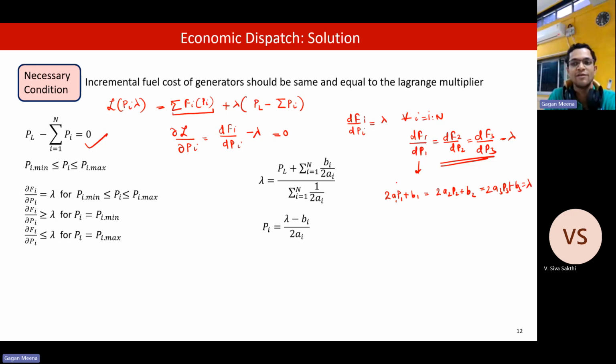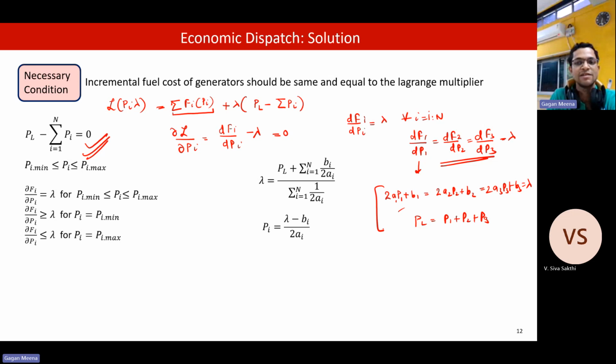And so here we have 4 variables, P1, P2, P3, and lambda. But these are only 3 equations. So we have one more equation, which is this: PL is equal to P1 plus P2 plus P3. Now we have 4 equations and 4 variables, so we can solve.